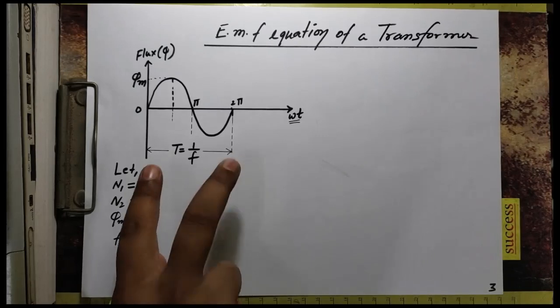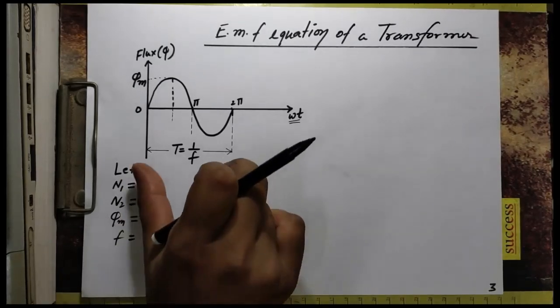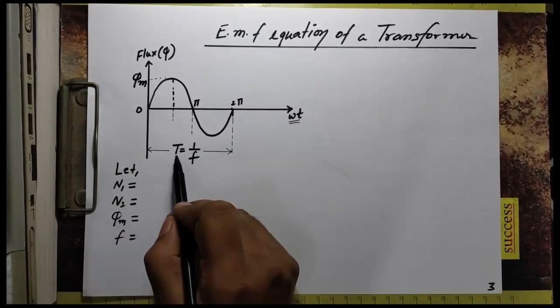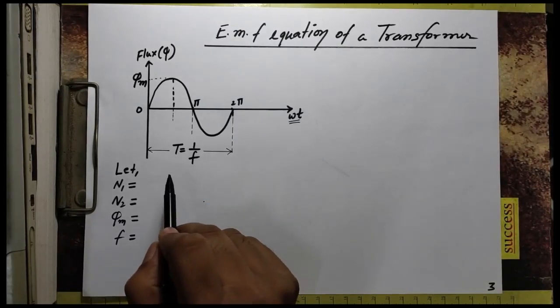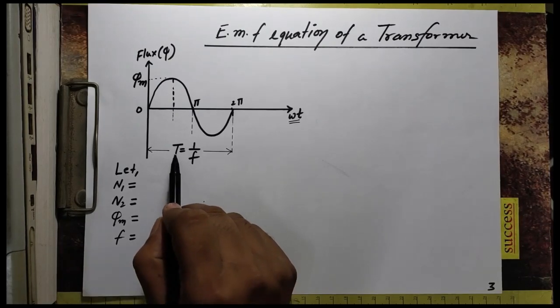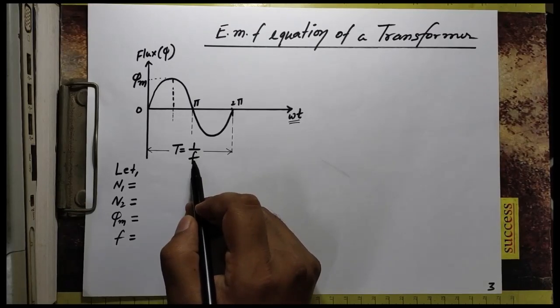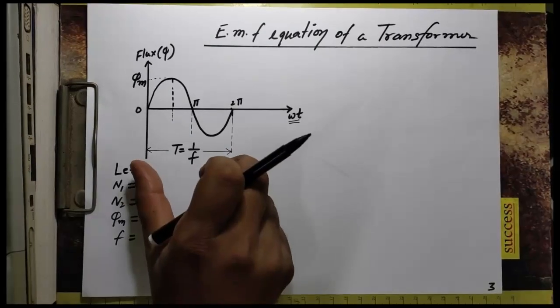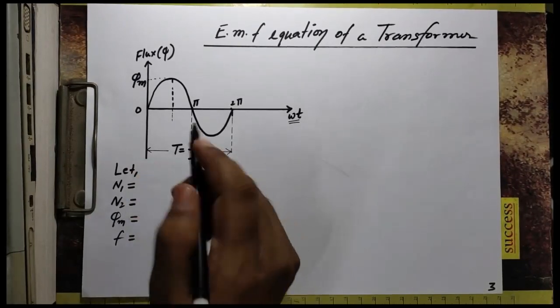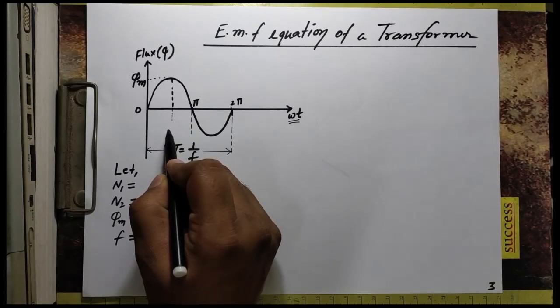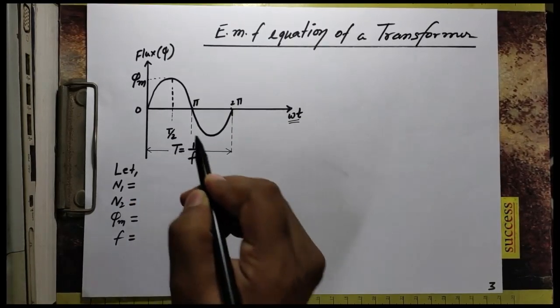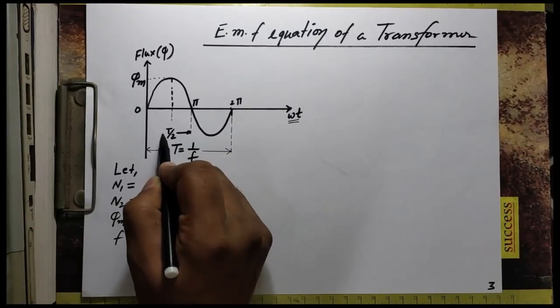Fine. So we know that the time required to complete one cycle is the time period. This is time. And for time period, we have this relation, right? Time period is equal to 1 by f, where f is frequency. Now see, if this is the complete time T, what will be this time? So this time will be T by 2.